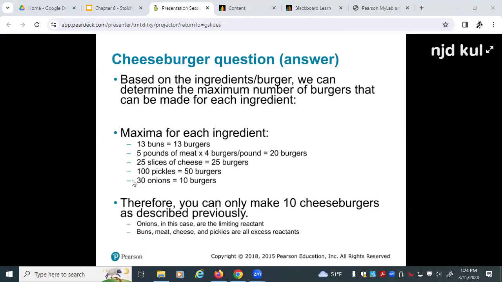Using our terms, the onions would be our limiting reactants. They are going to be the thing that runs out first. They're also going to be the thing that dictates how much product, how many cheeseburgers, we're able to make. Everything else had leftovers, right? We had extra pickles left over. We had extra meat left over. We had extra buns left over. We had extra cheese left over. We would qualify all of those as being excess reactants.